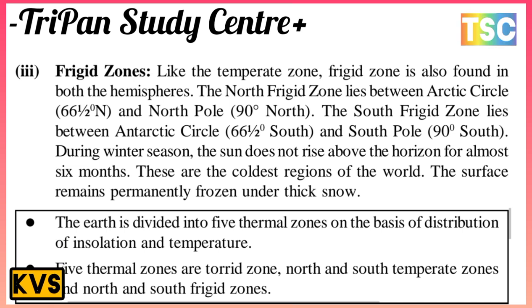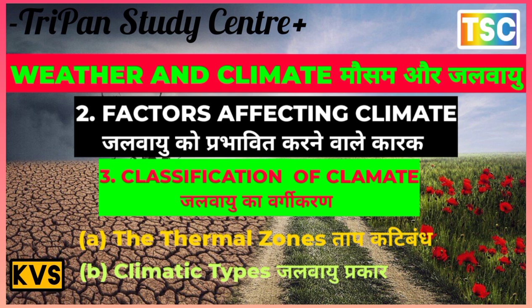The earth is divided into five thermal zones on the basis of the distribution of insolation and temperature. The five thermal zones are the torrid zone, northern and southern temperate zones, and northern and southern frigid zones. There is an important point here. The next point here, climatic types.